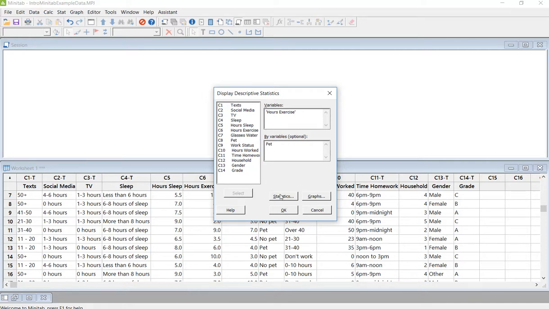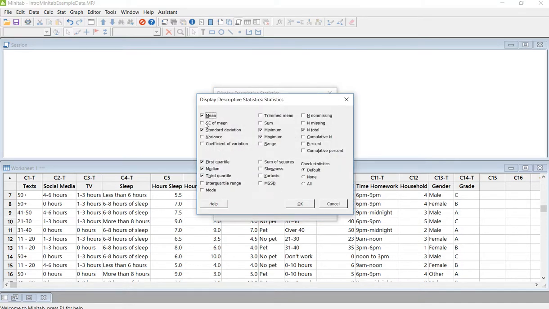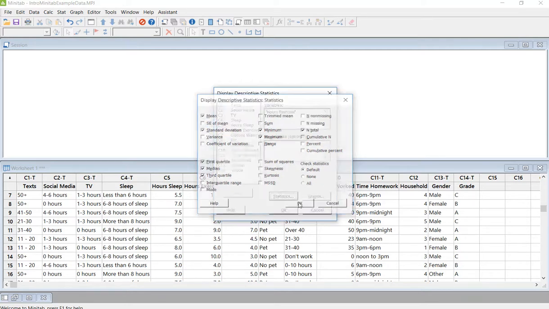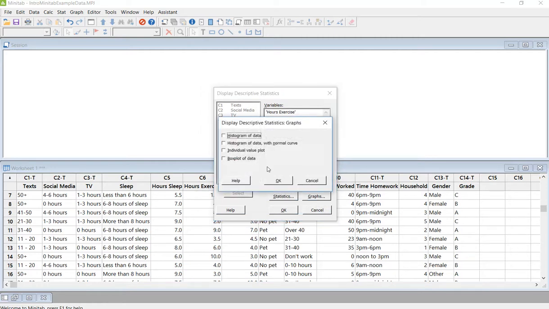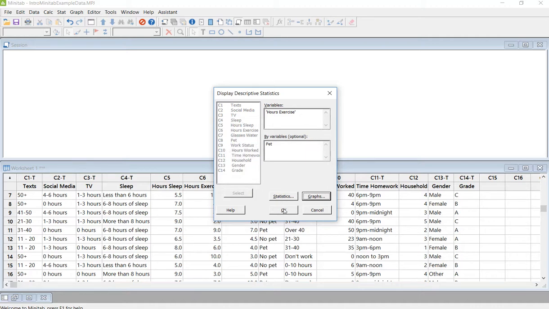For statistics, we're going to go ahead and click on it. You want mean, standard deviation. Then sometimes it's good to have the first quartile, median. So basically kind of the normal descriptive statistics I would recommend, but definitely you want your mean and your standard deviation. Go ahead and click OK there. But then, since we're already in here, we're going to go ahead and do graph, and let's do a box plot as well of the data. Then let's click OK.